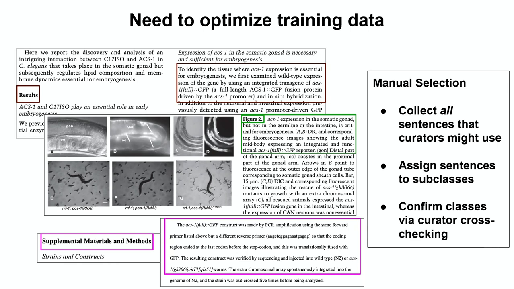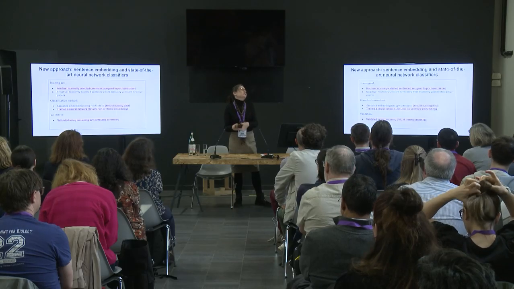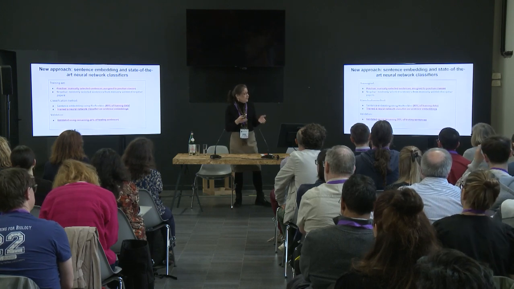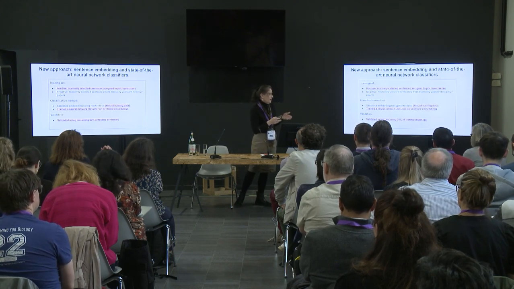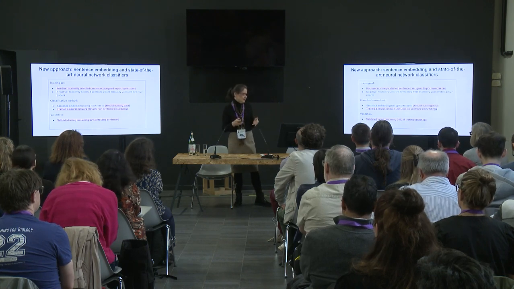We assigned these different sentences to subclasses of positive, and then we checked each other to make sure that we agreed on how we had classified them. It's not as easy as it sounds, actually. And then with these manually curated training sets, we went back and we tried a new approach. So again, we used sentence embedding with BioSentVec. But this time, we trained a neural network classifier on these sentence embeddings.